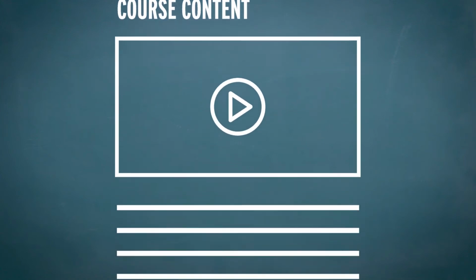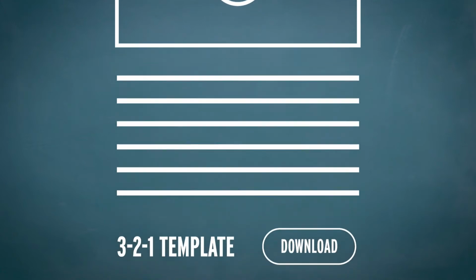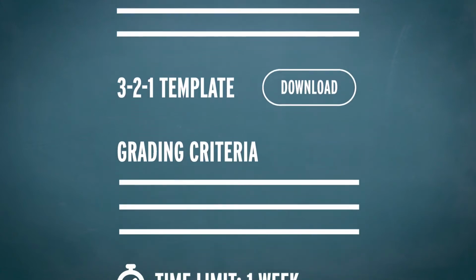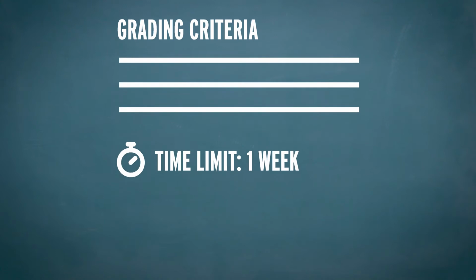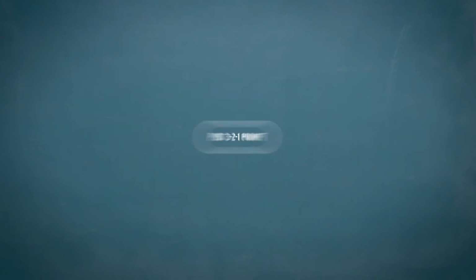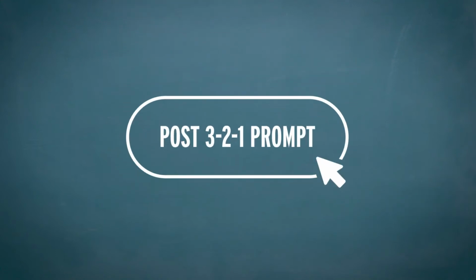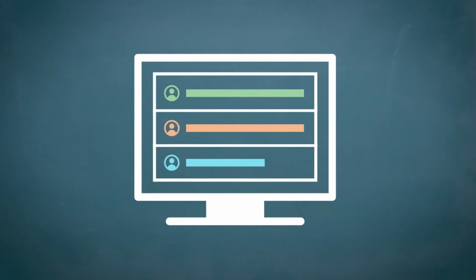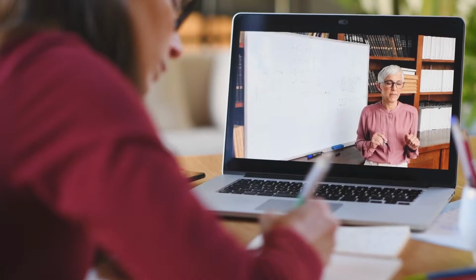In your learning management system, provide the 3-2-1 template, grading criteria, and time frame for submitting the assignment. You may also consider posting the 3-2-1 prompts in a discussion thread so students can see each other's responses.